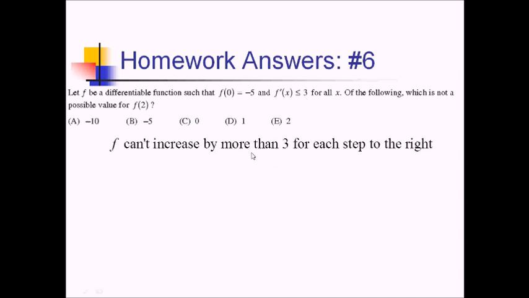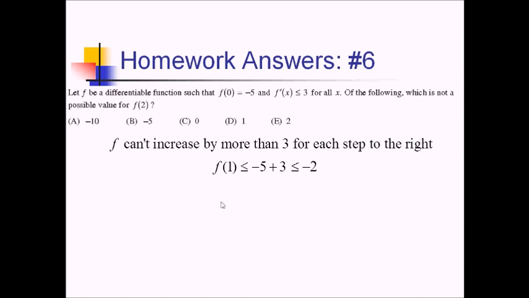So since we can't increase by more than 3 for each step to the right, let's just see what the upper bound is if we add 3 for a couple steps to the right. How many steps do we need? Well, the first x value we know stuff about is 0, and we want to know the y value when x is 2. So let's calculate f of 1. F of 1 has to be less than or equal to the negative 5 that we're starting with at f of 0, plus the maximum possible slope of 3. So that's just going to be negative 2 as an upper bound.